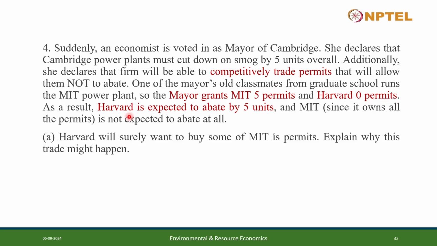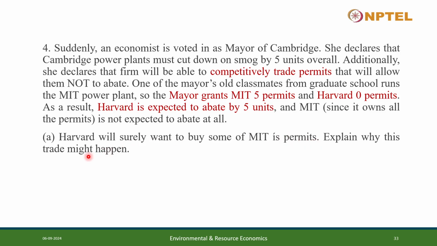Now what we have to show is that since the MIT plant has 5 permits, and Harvard does not have any permit, Harvard is expected to abate 5 units, right? And MIT, since it owns all the permits, is not expected to abate at all. So we have to show that the Harvard plant will surely want to buy some MIT permits. So we have to explain this.